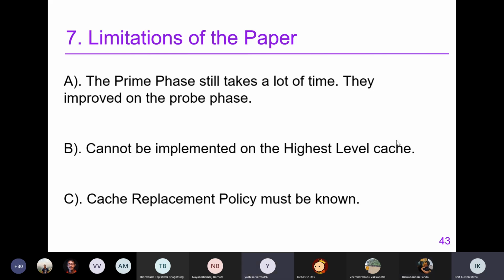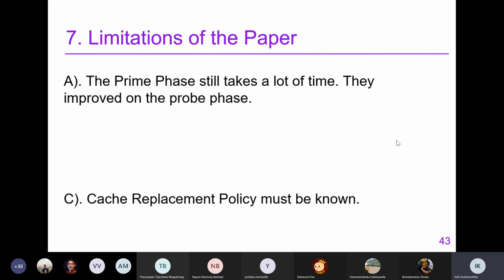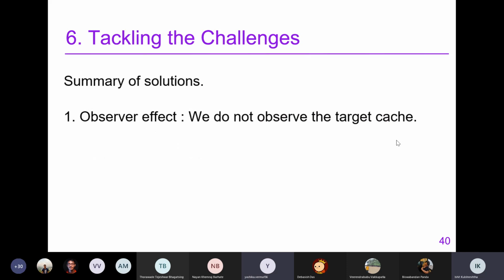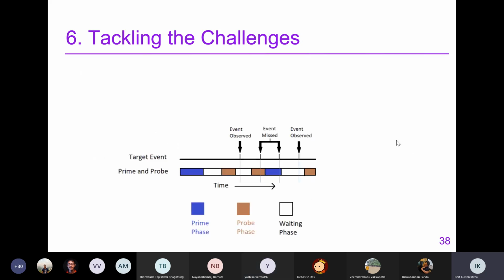So I did not get the temporal resolution. How will it decrease? What did you mean by the temporal resolution? Temporal resolution means, let me get to the slide. The brown phases are the probe phases. In the prime and probe method, or cache attack, the probe phase takes a lot of time because we check each and every cache line in the set, and also in a lower level cache. So we cannot repeat it. We cannot keep on doing it. We have to wait, because if we keep on doing it, the event would happen while we are probing.